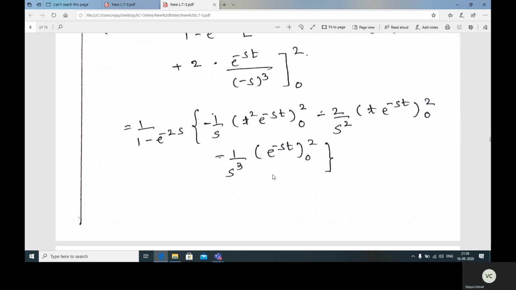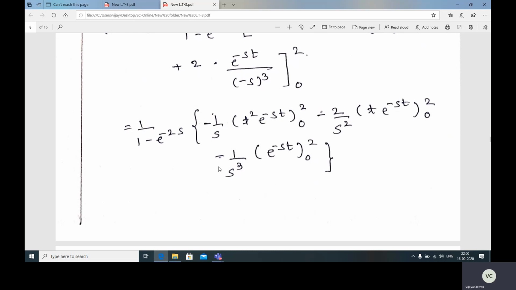Now here, see here, upper limit 2, lower limit 0. So in place of t square, substitute 2. 2 square is 4. 4 e raised to minus 2s, right? And minus lower limit, in place of t, 0. So 0 into something will be 0. So lower limit is 0. Similarly, minus 2 by s square, 2 e raised to minus 2s, right? Minus 0 because t is there, 0 into something is 0.